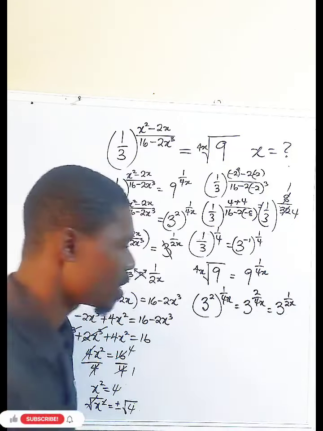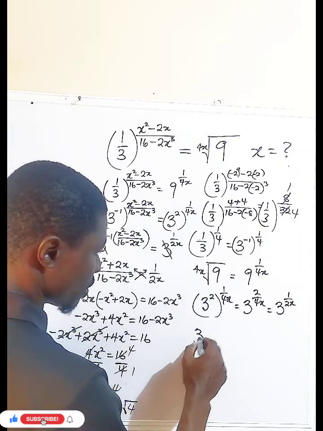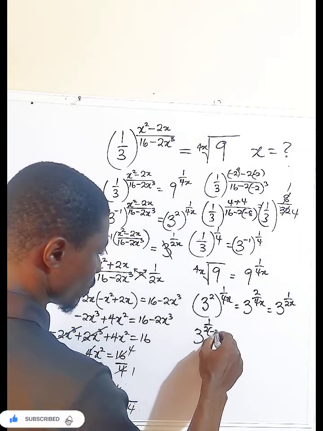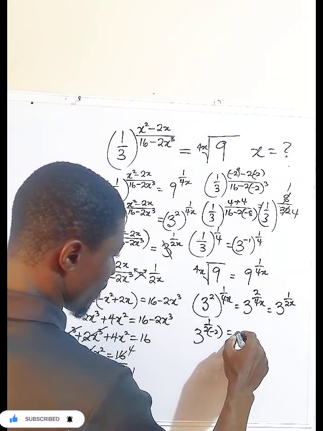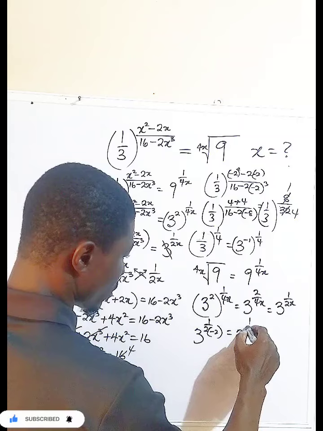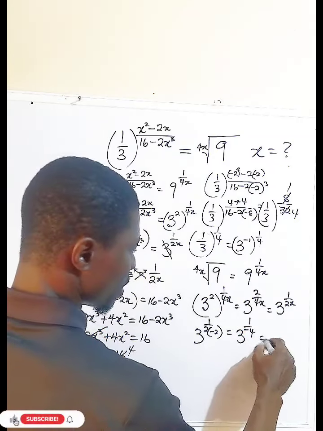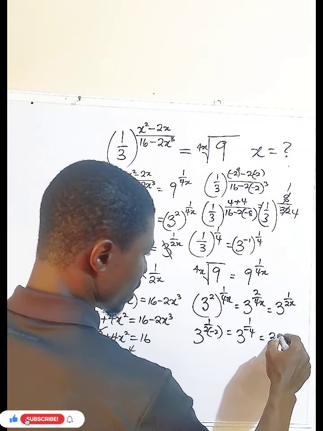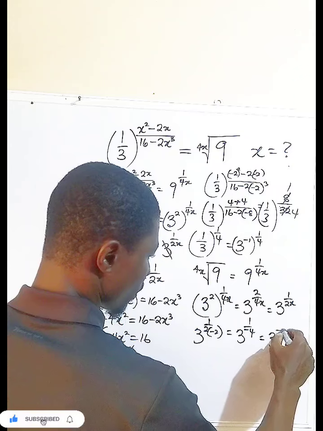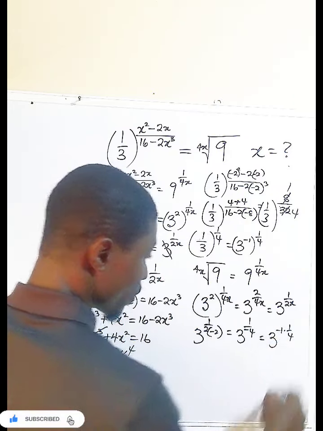Now let us plug in minus 2 for x. So here we have 3 raised to the power of 1 all over 2 into minus 2, which will give us 3 raised to the power of 1 all over minus 4. Okay, which we can also say is the same thing as saying 3 raised to the power of minus 1 times 1 over 4, right?